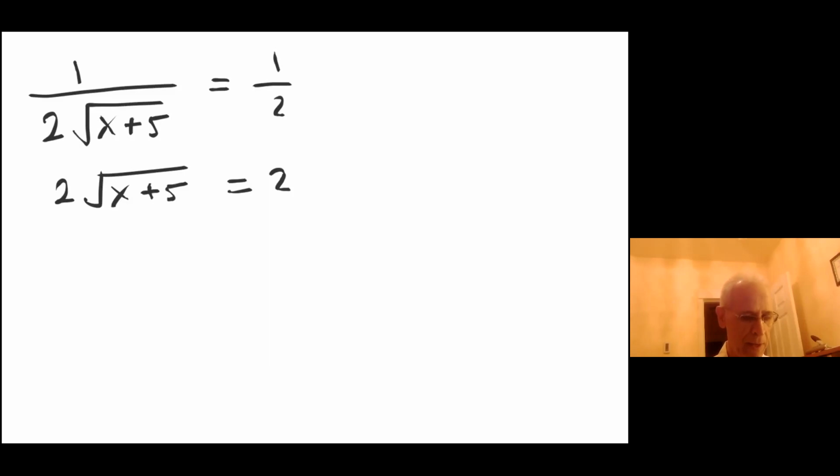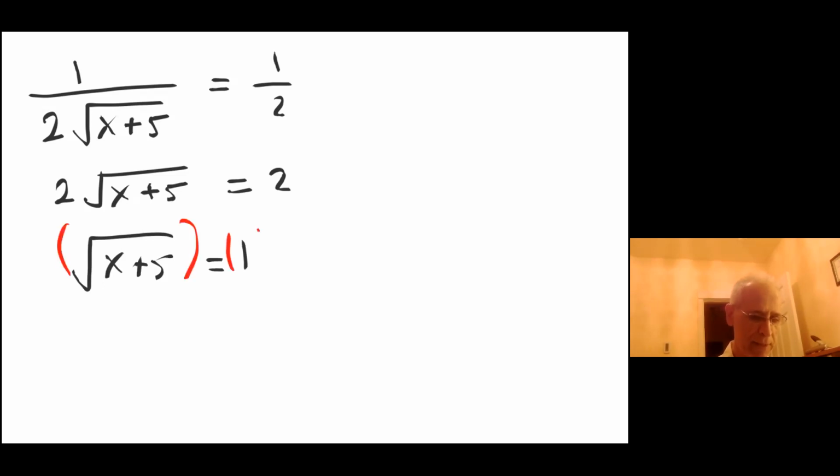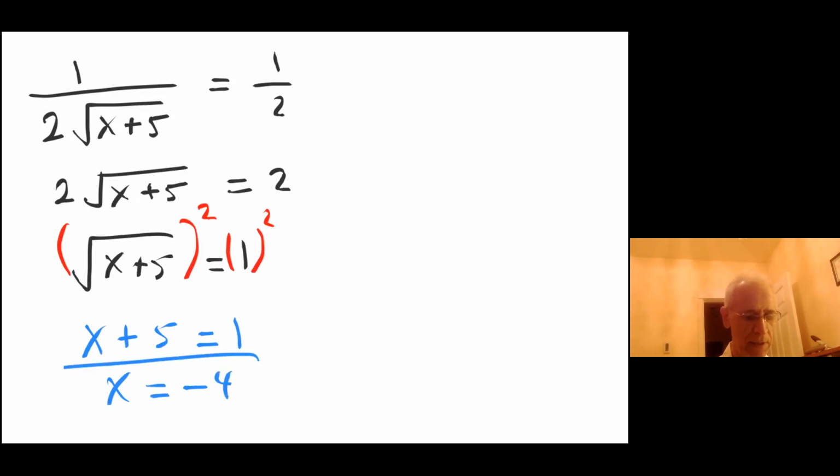Either way, dividing both sides by 2, I have √(x + 5) equals 1. Let me square both sides. So now I get x + 5 equals 1. Subtract 5 from both sides, so I get x = -4. And that's the final answer.